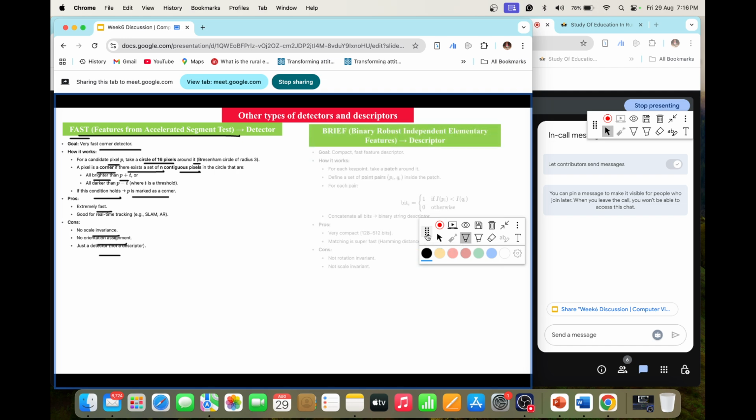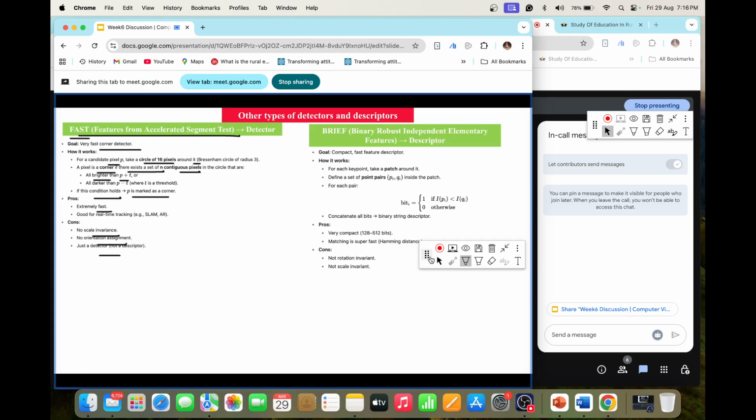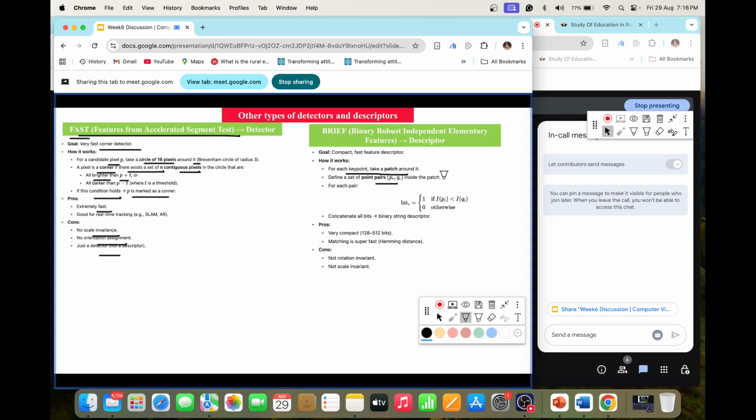Second, we have something called BRIEF. BRIEF is actually a descriptor. What does a descriptor do? You can say it identifies the local area around the feature point. For that, what we do is, for each keypoint we take a patch. We define a set of point pairs pi, qi, and for each point pair we find this bit.